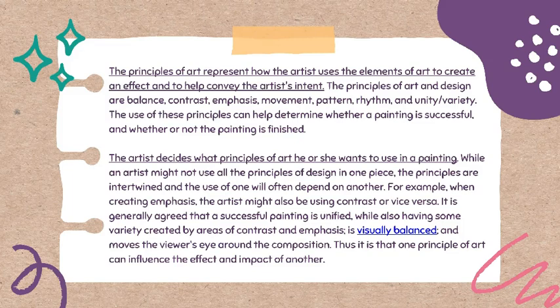The use of these principles can help determine whether a painting is successful and whether or not the painting is finished. The artist decides what principles of art he or she wants to use in a painting, while an artist might not use all the principles in one piece. The principles are intertwined and the use of one will often depend on another. For example, when creating emphasis, the artist might also be using contrast or vice versa.